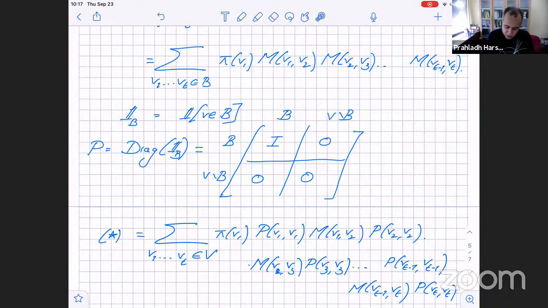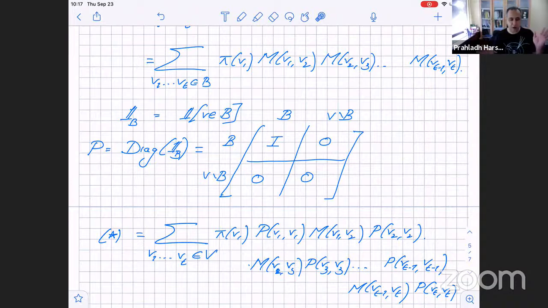This expression goes only over V1, V2 in B. This expression goes over V1, V2 in all of capital V. This is in B, this is in V. And of course, these two expressions are the same because all the other terms which don't appear in the summation are all 0. P will take care of it, it's going to zero out all those terms.